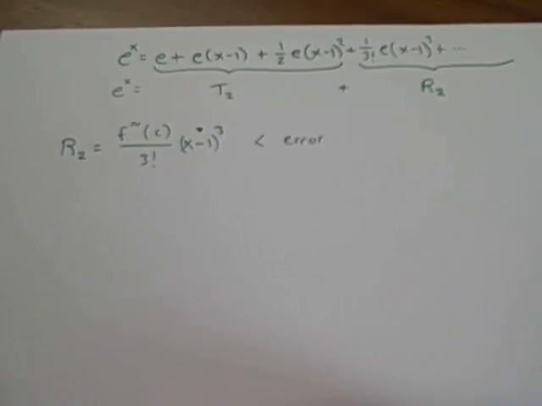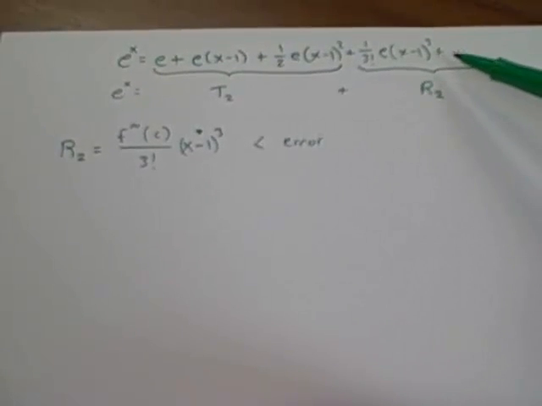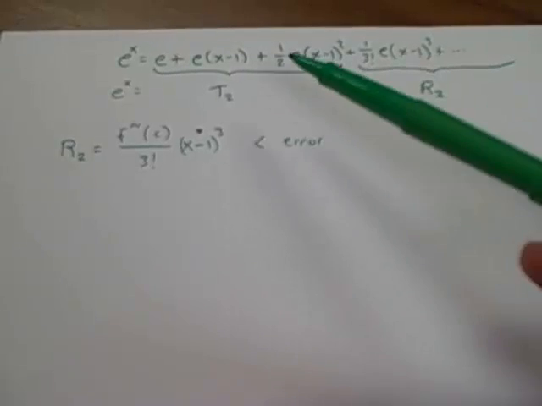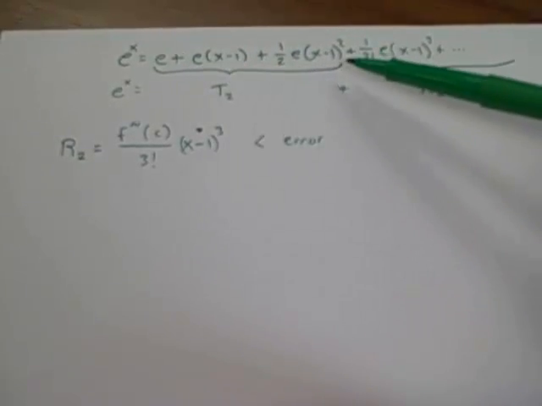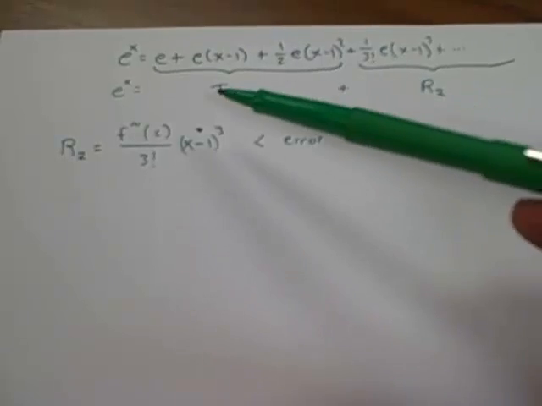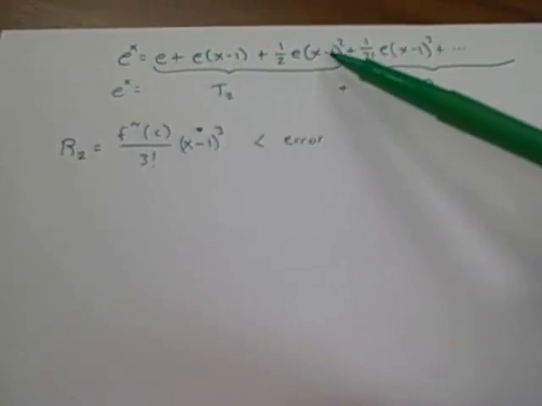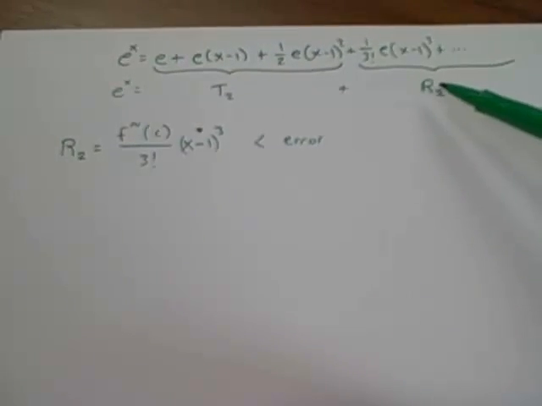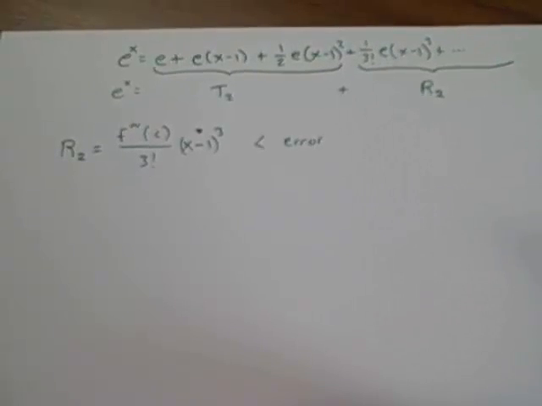Let's do an example where the Taylor series isn't centered at 0. Here at the top is the Taylor series for e to the x centered at x equals 1. This time, let's use a second-degree Taylor polynomial to approximate our values. So the second-degree Taylor polynomial is these first three terms. The remainder on that polynomial is all of the rest of them.